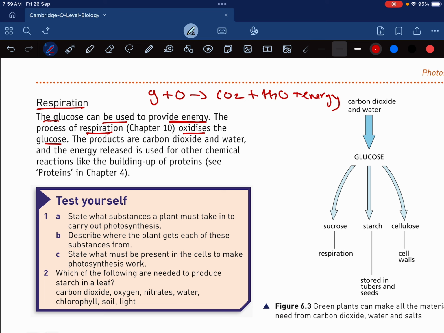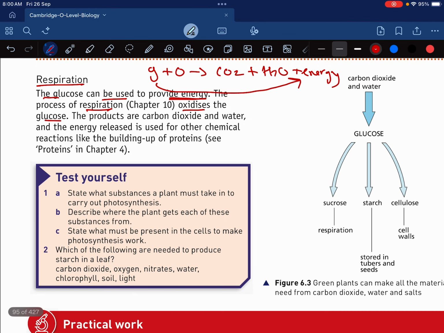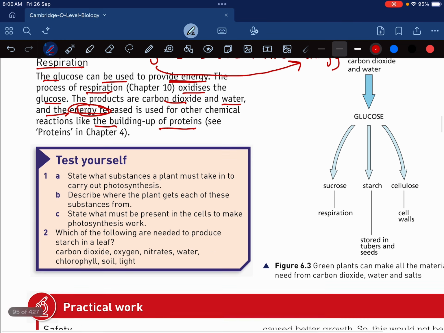तो ये जो सब energy की बात हो रही है ना, it provides energy, right? That glucose provides energy. This is how glucose provides energy. Like this is very important that you should know. This is how it provides energy. The products are carbon dioxide and water, and the energy released is used for other chemical reactions like the building up of proteins, so on and so forth. And we know how proteins are built up with the help of amino acids.